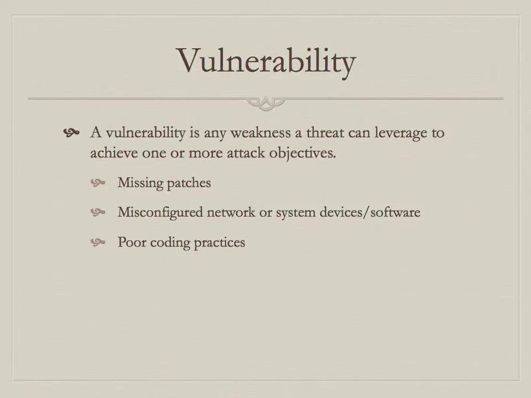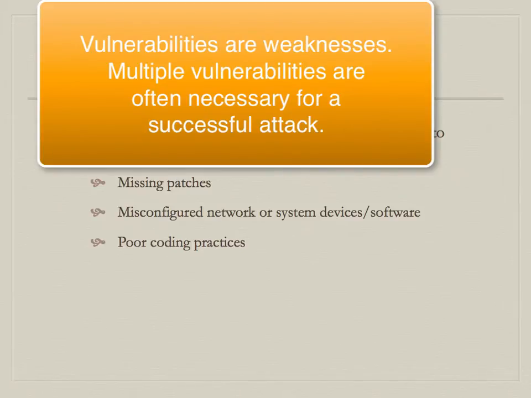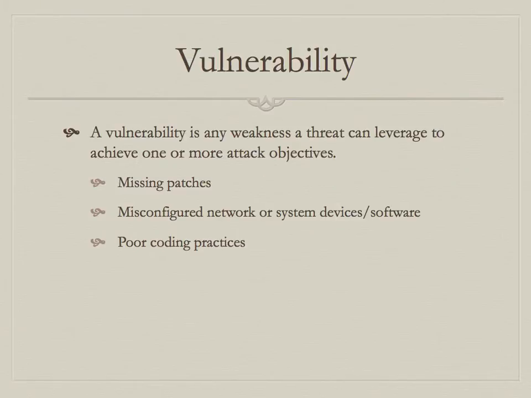A vulnerability is simply any weakness a threat can leverage to achieve one or more attack objectives. Remember, there could be multiple objectives or multiple things that an attacker must do to reach the final target. At each point along the path to the final target, there could be security devices, switches, etc. So the attacker has to figure out what vulnerabilities exist in each one of those steps and have the proper threat agents, or the proper tools and techniques, to exploit those vulnerabilities. Vulnerabilities include missing patches, misconfigured network or system devices or software, and poor coding practices.